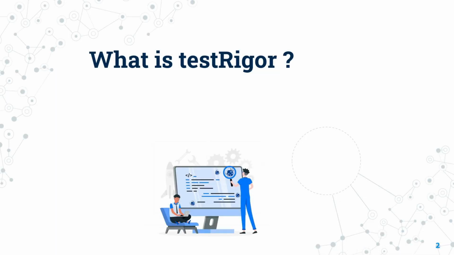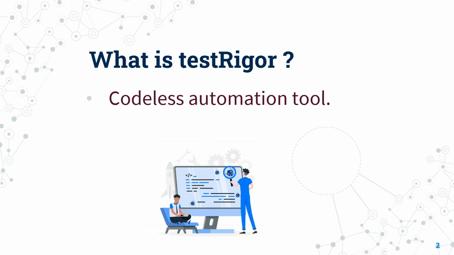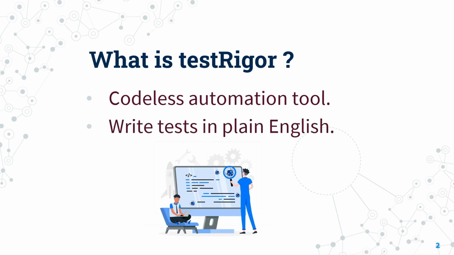So what is testRigor? testRigor is a simple codeless automation tool. Here, whoever is writing test cases through testRigor does not need to understand any programming language. He can simply write test cases in plain English. As we usually talk or describe our own features and modules in the application, similarly, if we write test cases in plain English, that is sufficient for testRigor to understand, as it uses AI and machine learning.